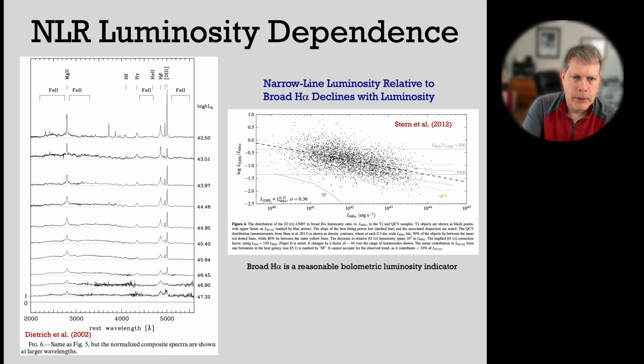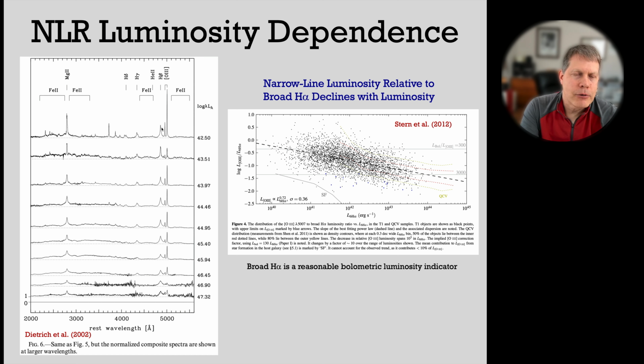You can see the equivalent widths up here at very high luminosities are much, much reduced compared to the lower luminosity systems here. And indeed, for the narrow lines specifically, for O3, for example, it in fact drops more strongly with luminosity than does, say, the broad component of H alpha. And that's what's shown here. You can see as you dial up the luminosity of broad H alpha, which is a reasonable bolometric luminosity indicator for a system, the ratio of the O3 luminosity compared to broad H alpha drops.